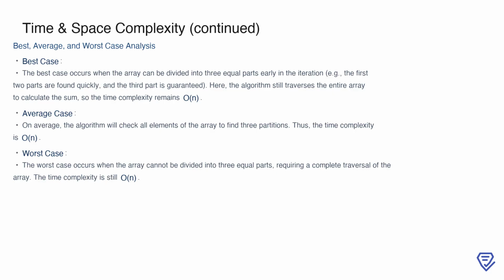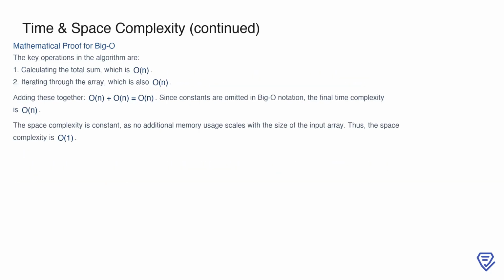In the average case, the algorithm will typically need to check most elements of the array to identify the 3 partitions, resulting in a time complexity of O(n). For the worst case, when no valid partition exists, the algorithm must traverse the entire array to confirm this and complete its checks. Even in this scenario, the time complexity remains O(n). Across all these cases, the time complexity is consistently O(n). Let's conclude with a mathematical justification for the big O notation used in this algorithm.